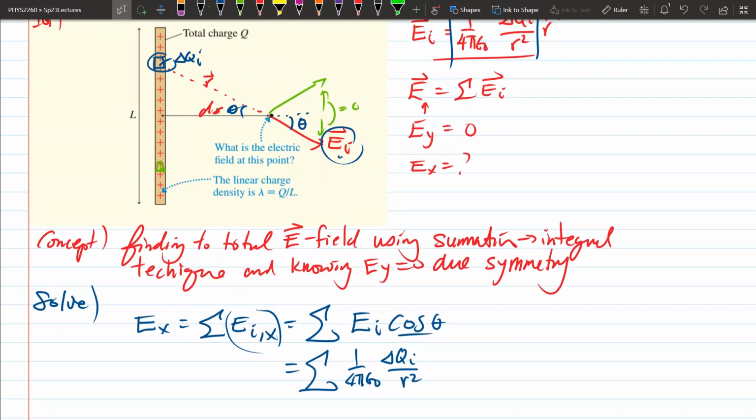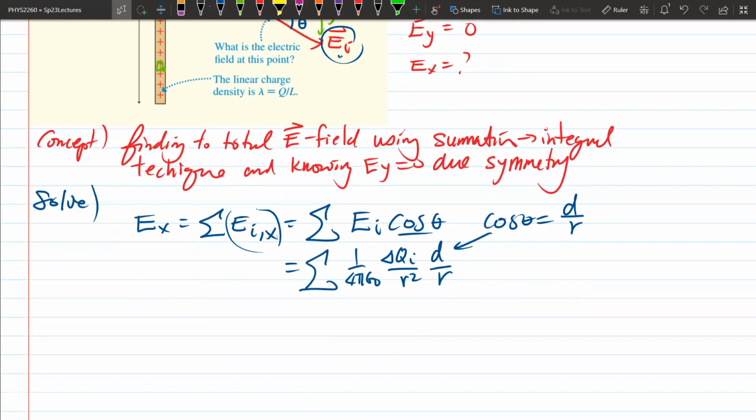Instead of writing cosine theta, remember cosine theta is this angle here. Cosine is the adjacent over the hypotenuse, but that's the same angle as here. The adjacent over the hypotenuse is actually D over the distance R. So cosine of theta is actually the same thing as D over R.